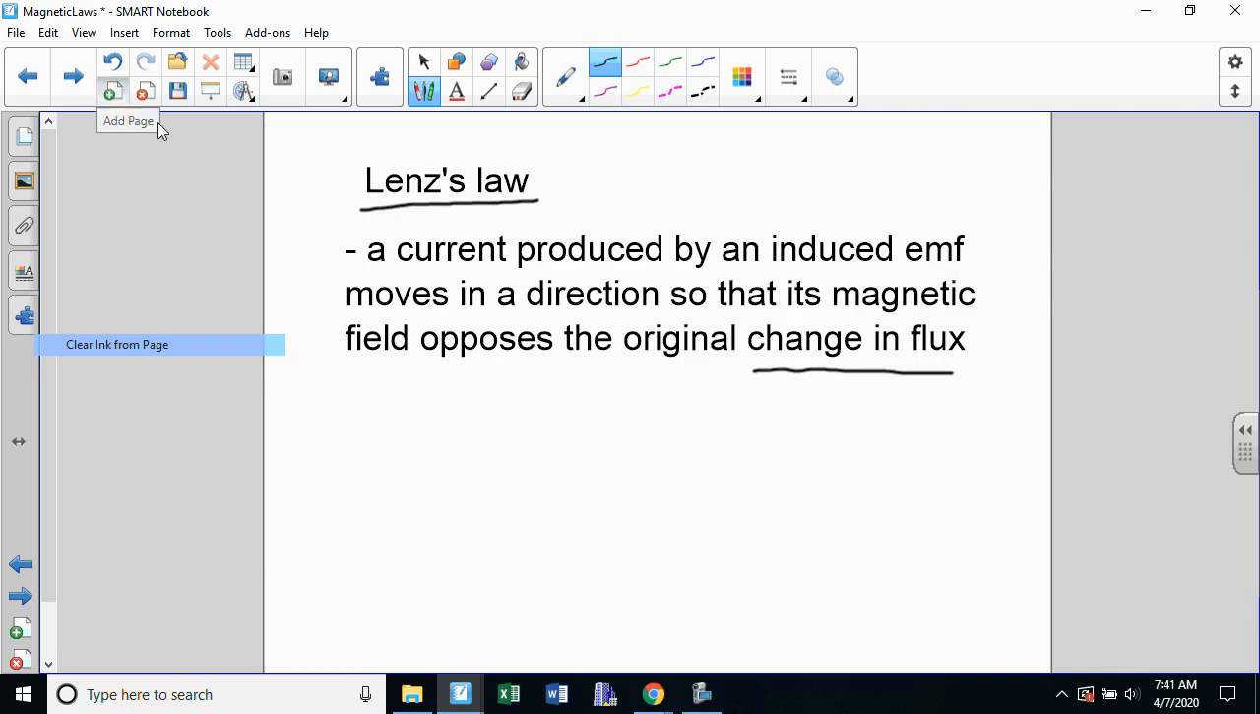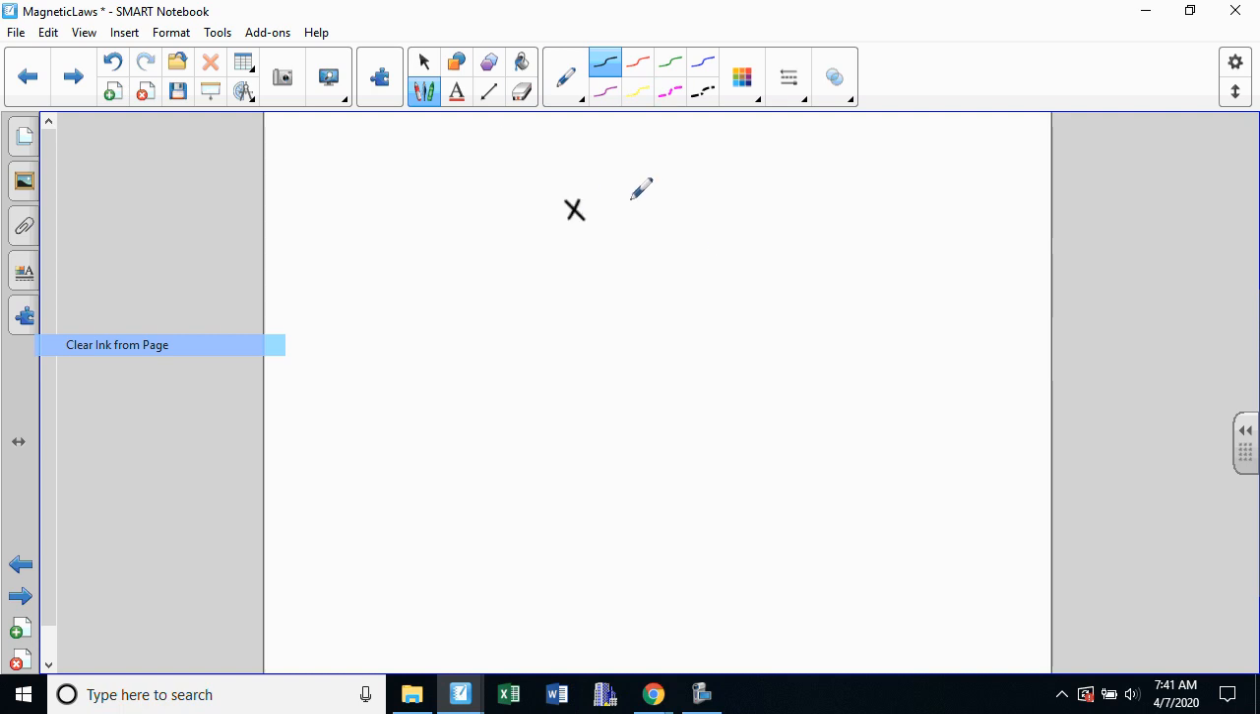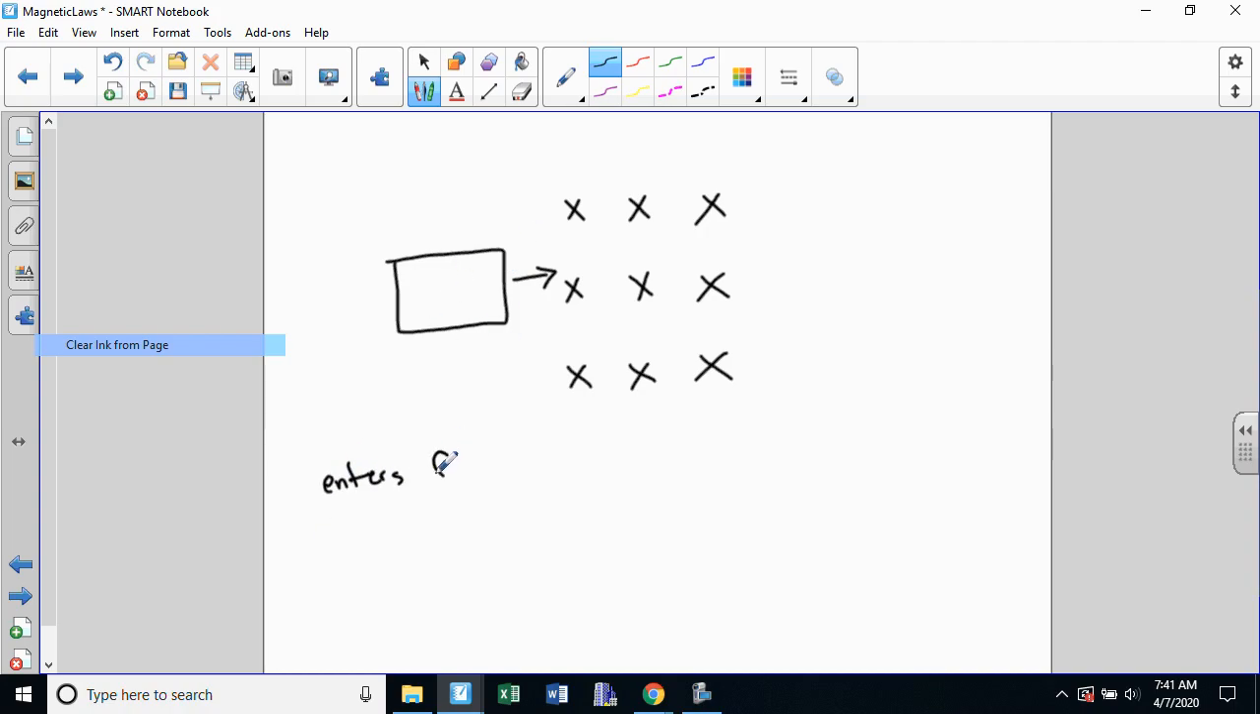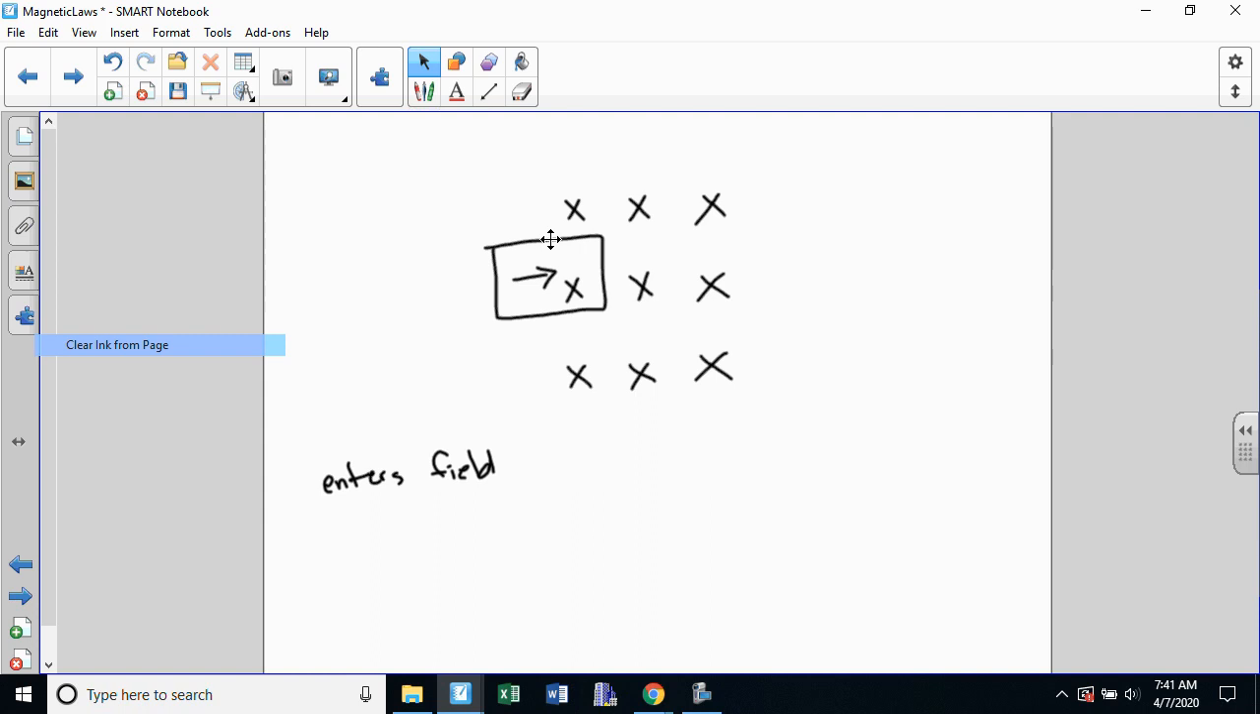Can I give you an example? Imagine we have a uniform magnetic field, and we take a closed loop, okay? And I move this closed loop to the right. As this closed loop enters the field, just as it enters the field, so it's not fully submerged here, it's just entering the field. Maybe it's right there, but it is moving with a velocity of v.